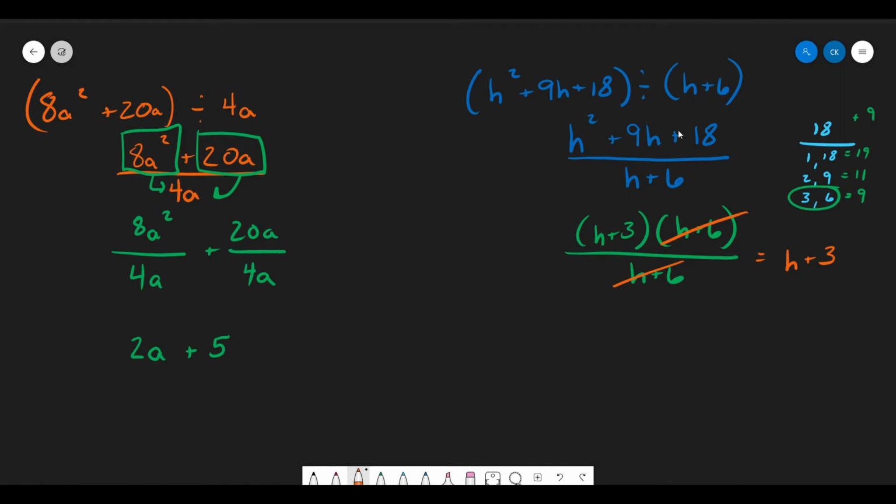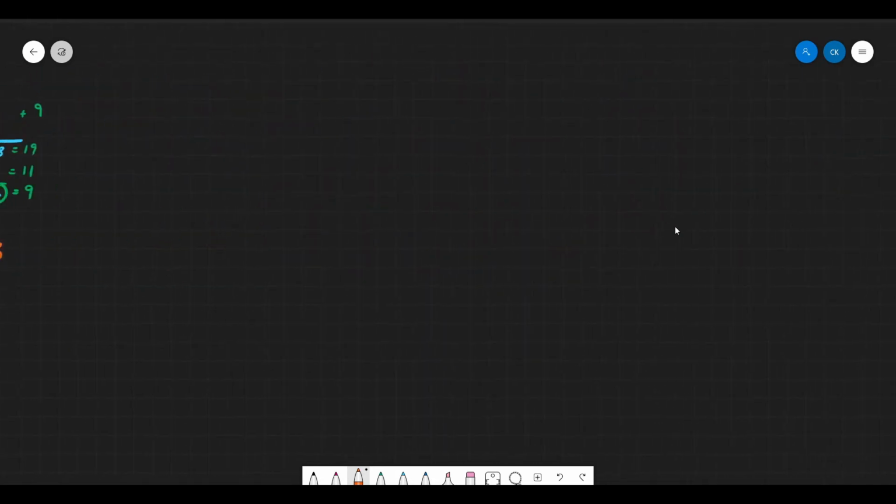I want to see if you guys could do a couple more of these types on your own, just to kind of refresh what we did previously in this lesson. So I'm going to put a couple of problems up here. So I want you to do this problem here, b squared minus 2b minus 15 divided by b plus 3. I want you to try that one. And then I want you to try this one here.